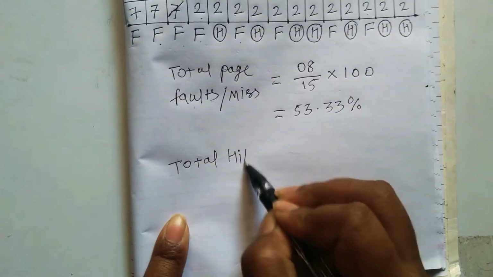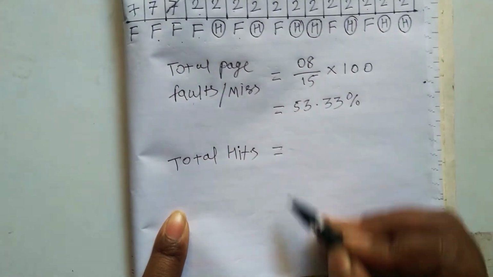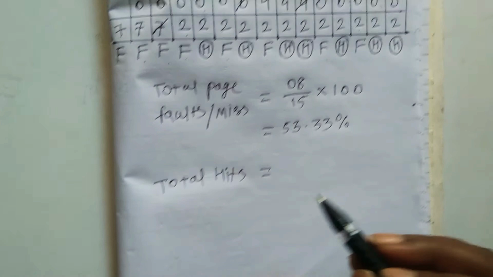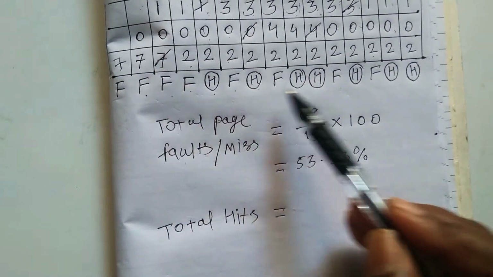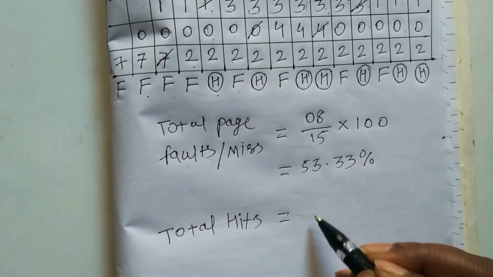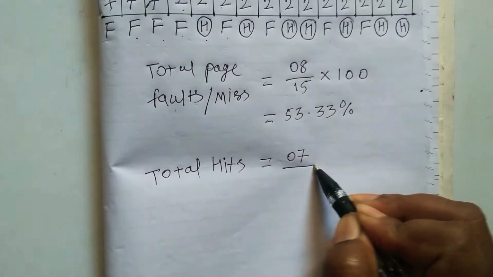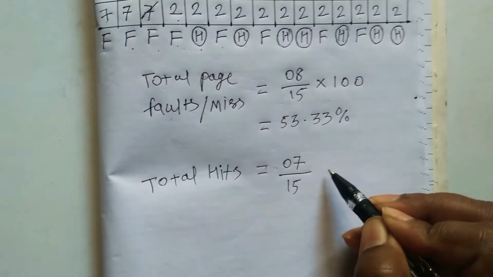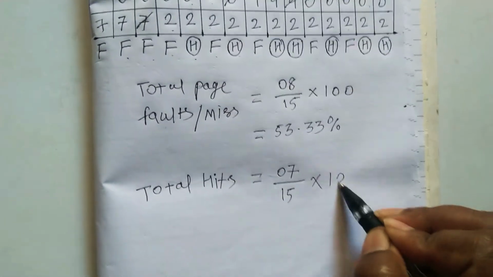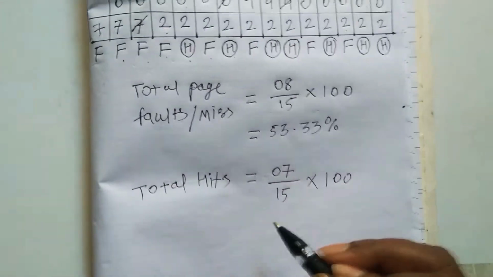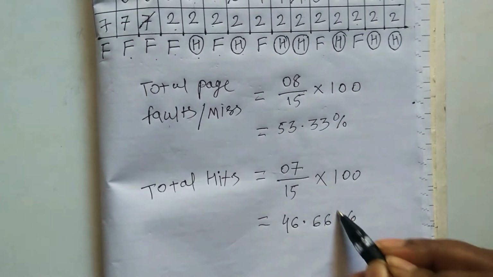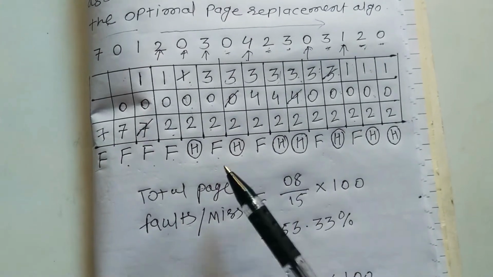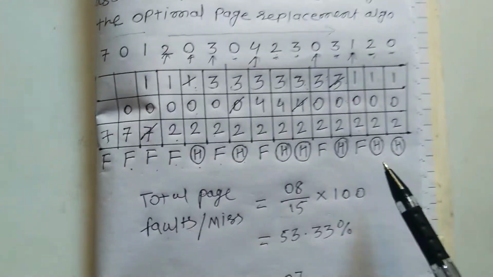And the total hits are calculated by using the formula: the number of hits you are getting, which is 7, divided by the total number of pages in the string, into 100. The answer of this is 46.66%. So in this way you have to solve the problem using the optimal page replacement algorithm.